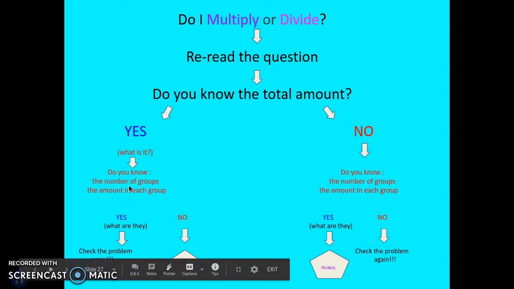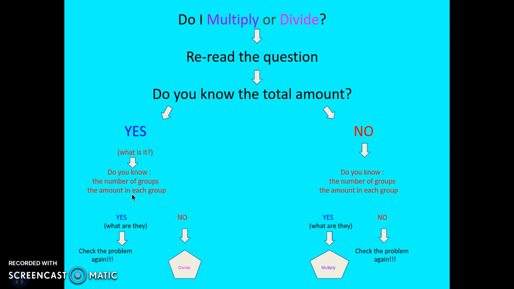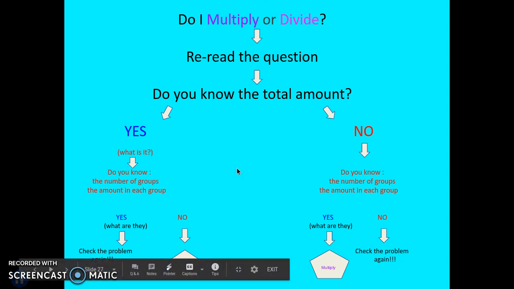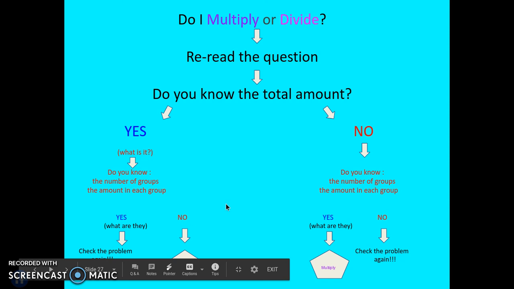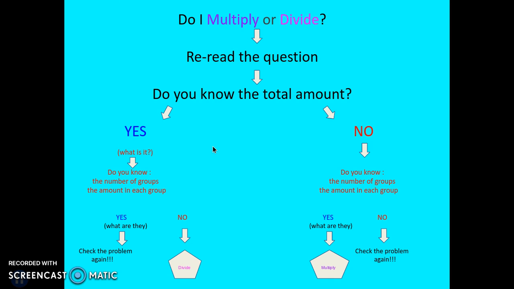If I know both the number of groups and the amount in each group, then I need to check my problem again, because more than likely I'm not going to use division. But if I know the total and I know at least one of these, if I only know just one of these, then my answer is no, and I'm going to use division. Then I would use division to help me there.